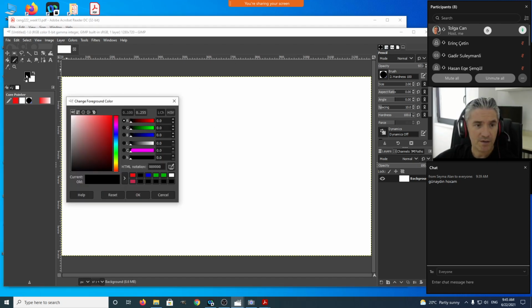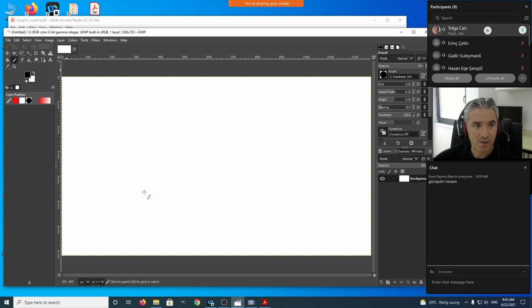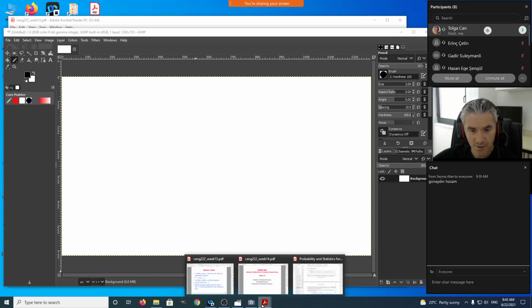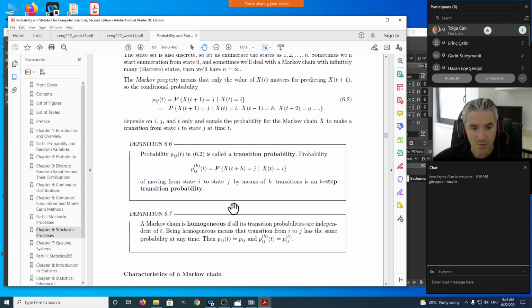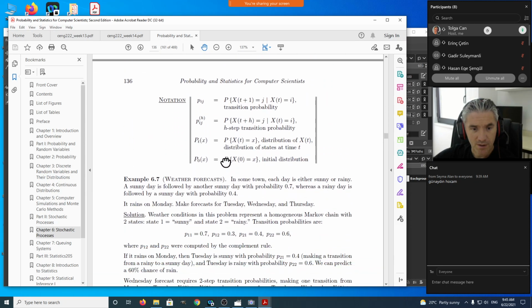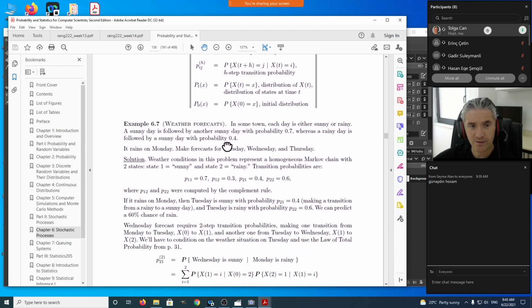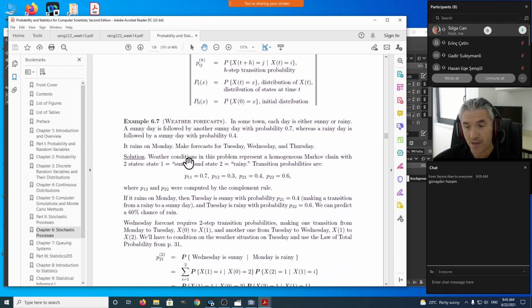Actually, we have such an example in the book. Let me go ahead and find that one in the book, which is, I think, this one. This is again sunny, rainy, the same example. Let's look at this example 6.7, which is really nice. It shows all the things we are going to discuss in a couple of minutes as well. So look at this example.